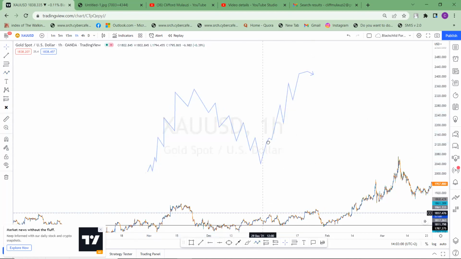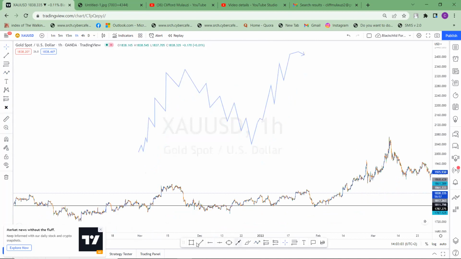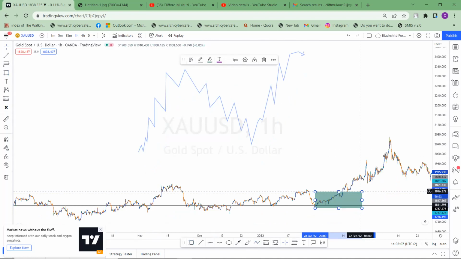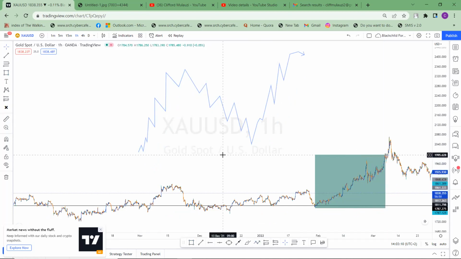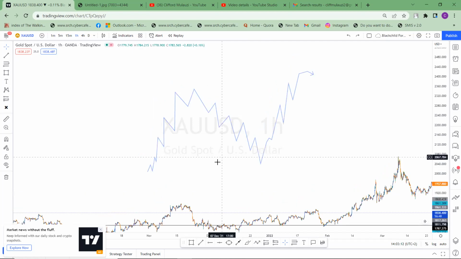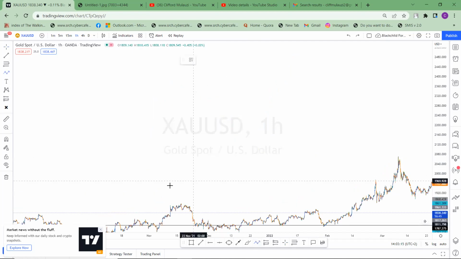Just exactly what you're seeing, what price is doing here from all this level. Price doesn't just move straight like that. It goes up, comes down, goes up, and comes down. Whenever price is at your point of interest, before it makes that big swing, it's going to correct. I will tell you the reason why, but price is going to correct.